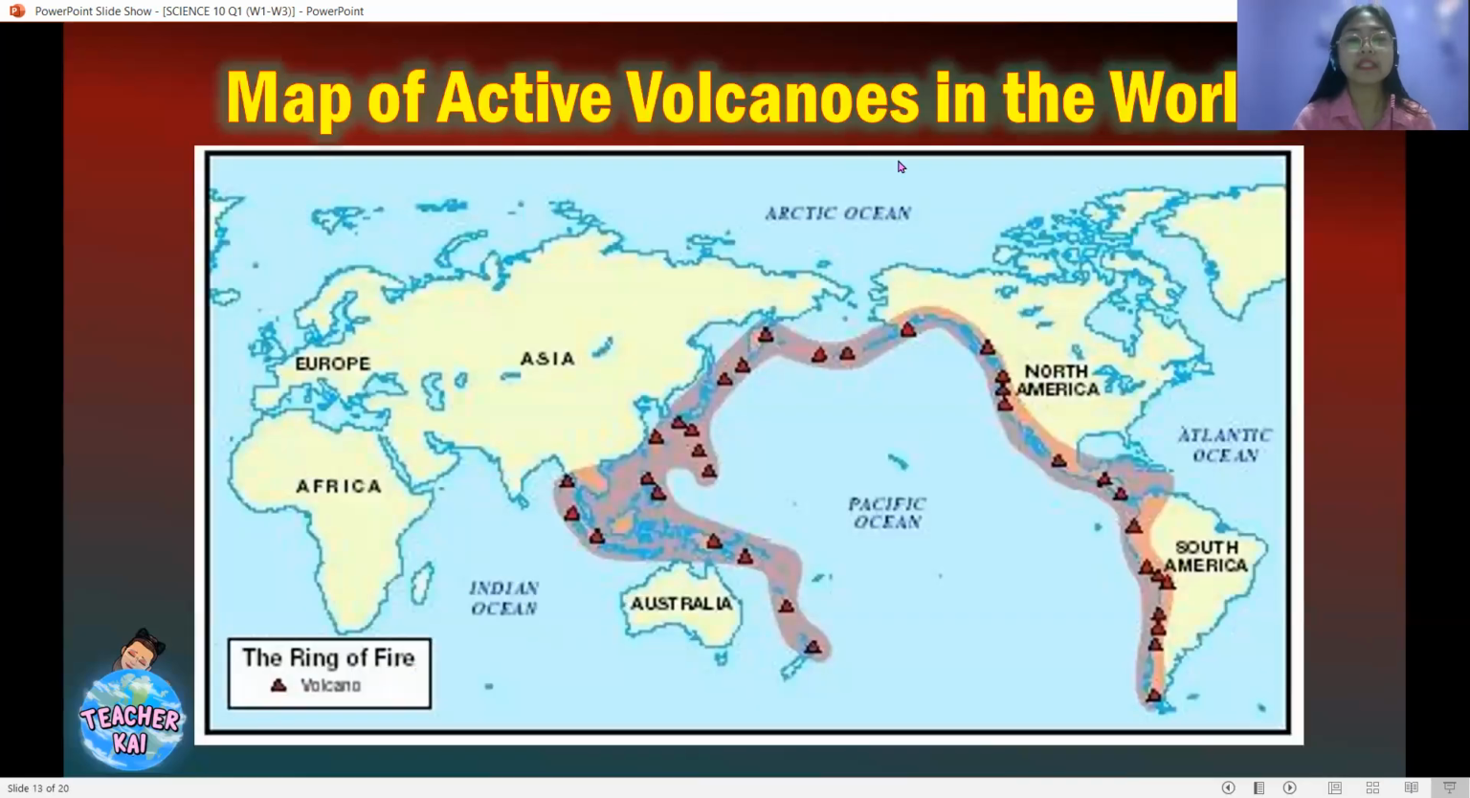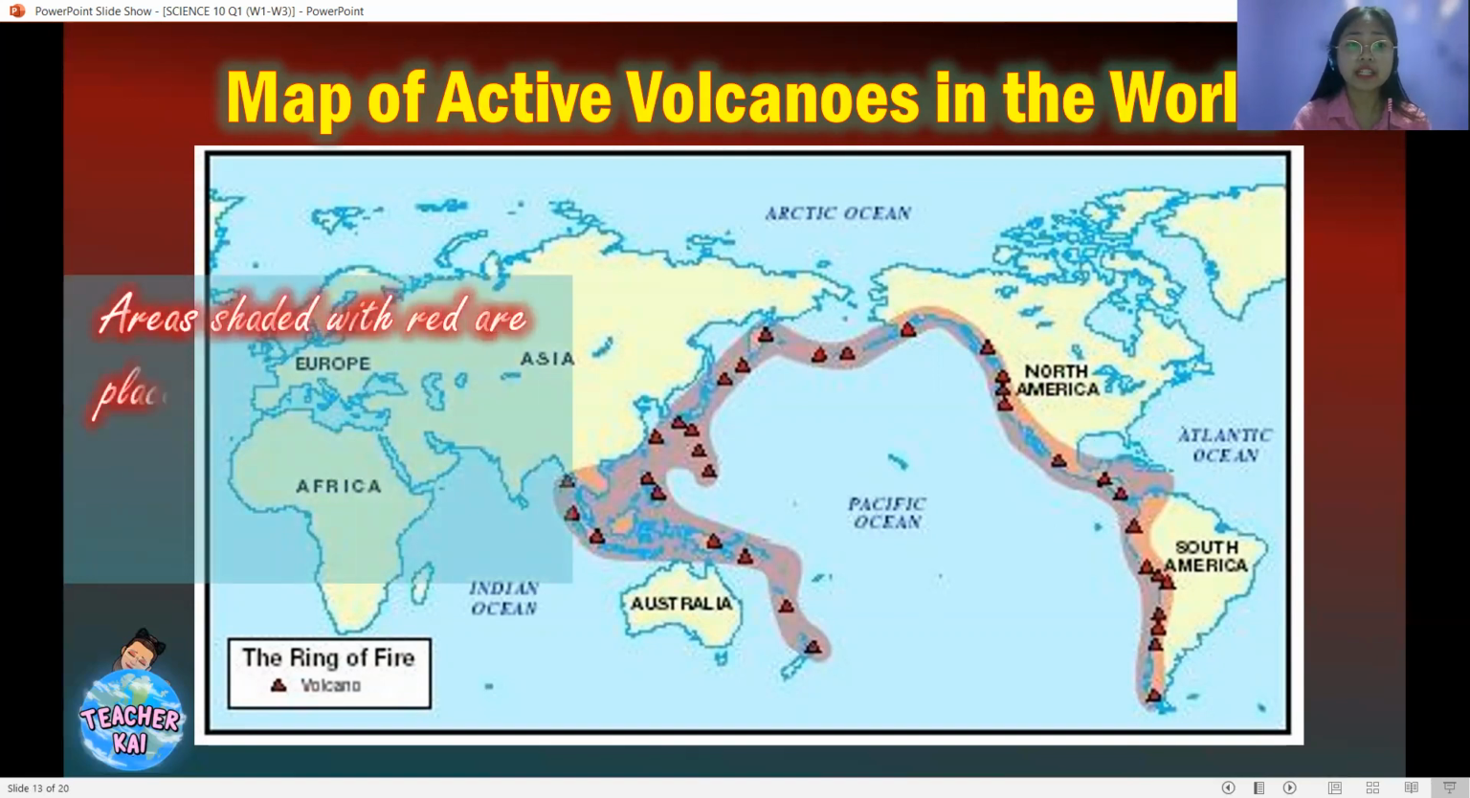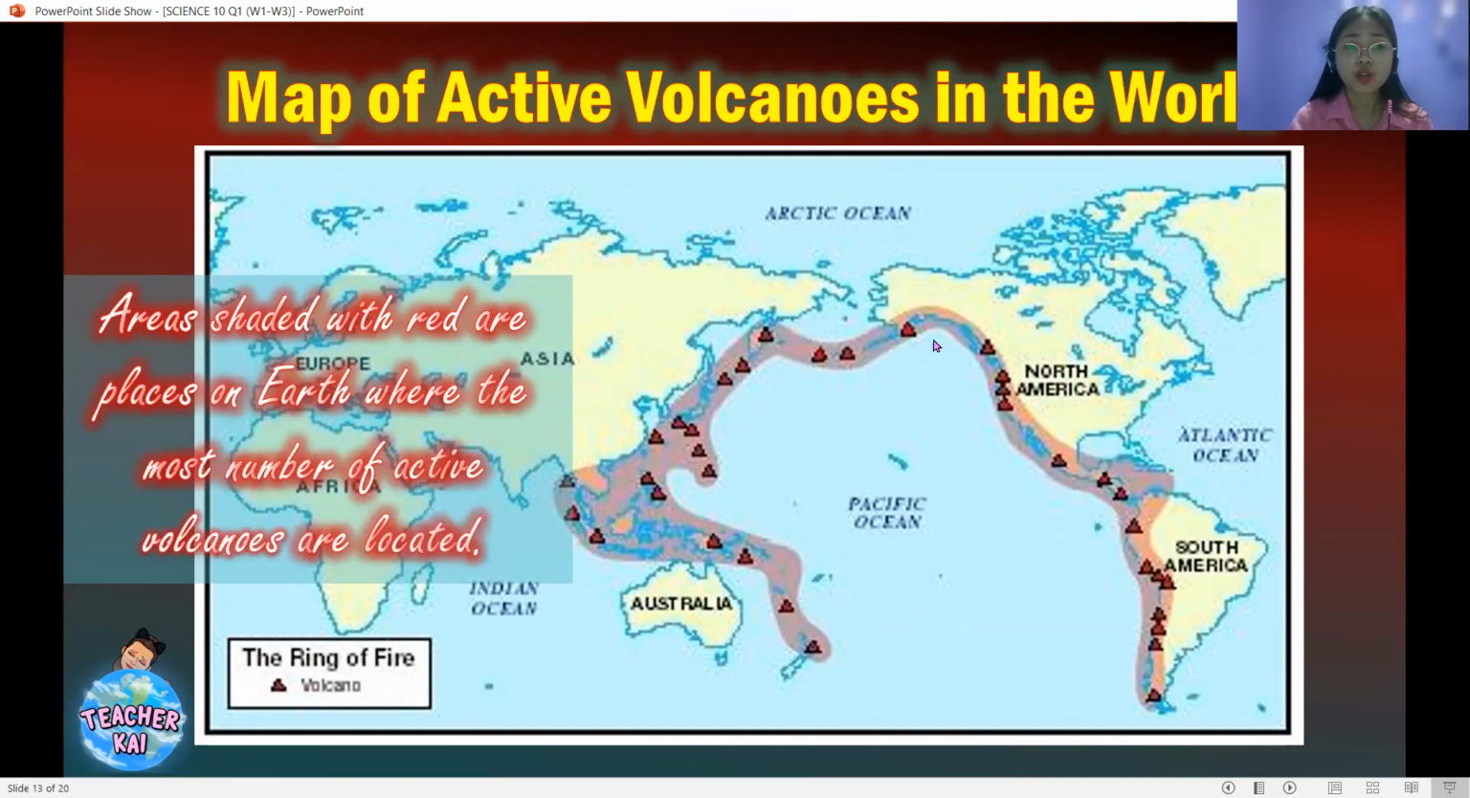Now look at the map. This is the map of active volcanoes in the world. So as you can see here, very familiar na tayo sa Ring of Fire or Pacific Ring of Fire. So ito yon. So as you can see here, the areas shaded with red are places on Earth where the most number of active volcanoes are located. So makikita nyo, this is the Ring of Fire. At dyan, makikita natin yung mga active volcanoes.